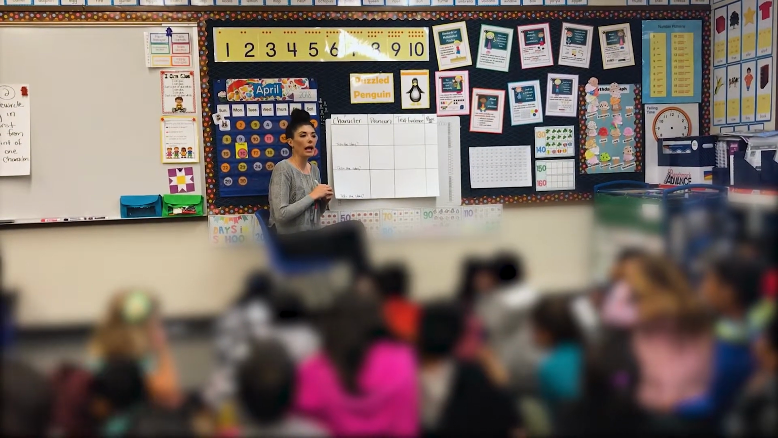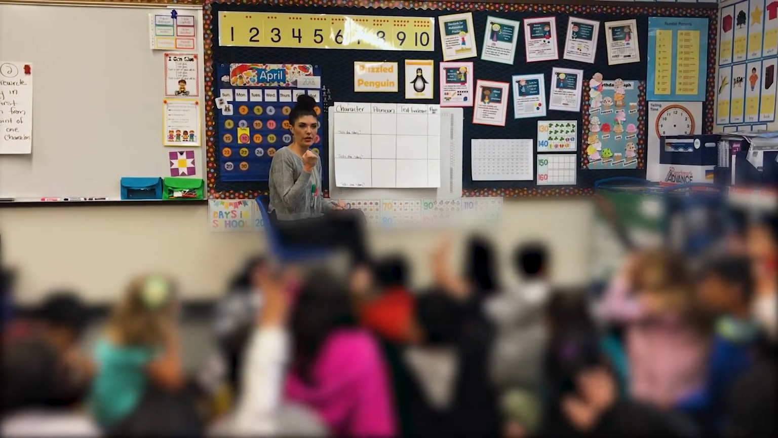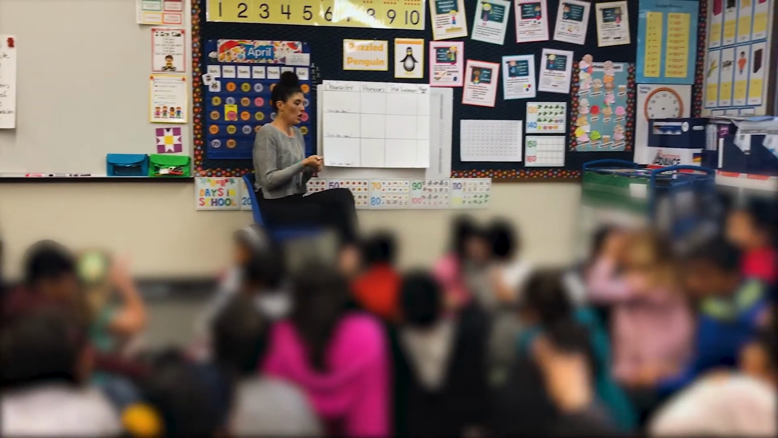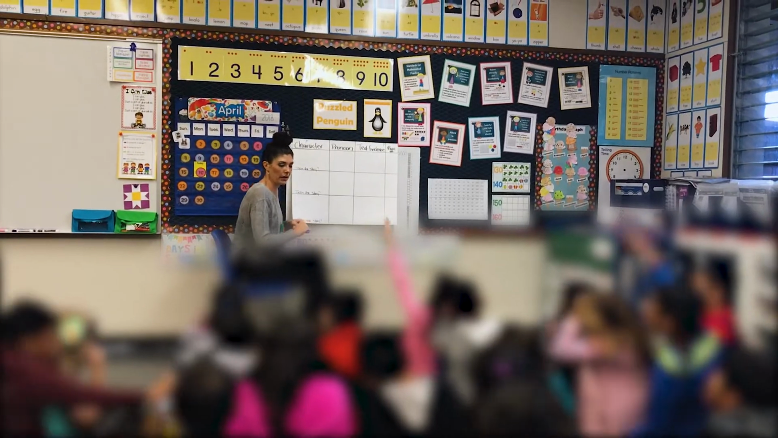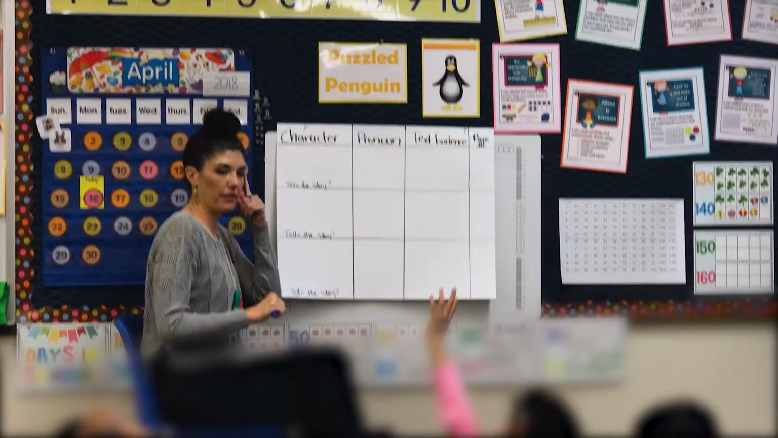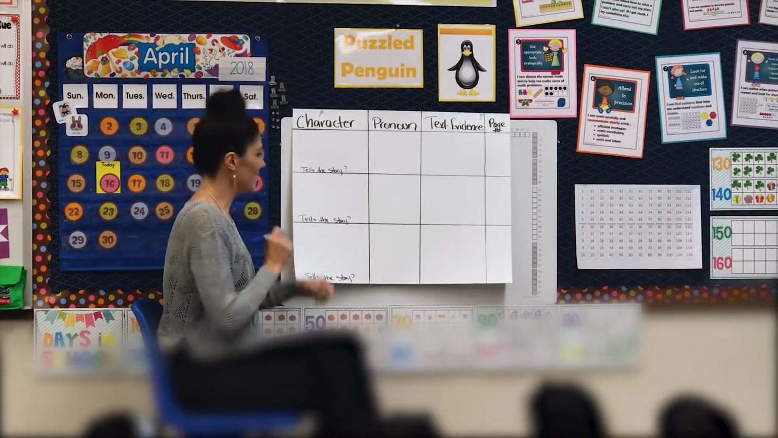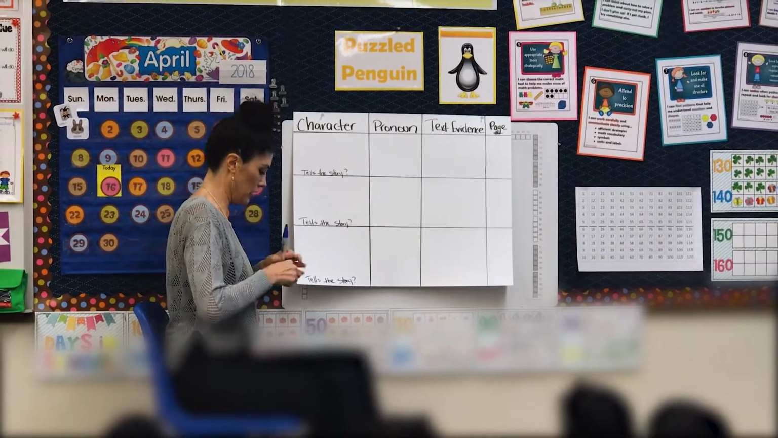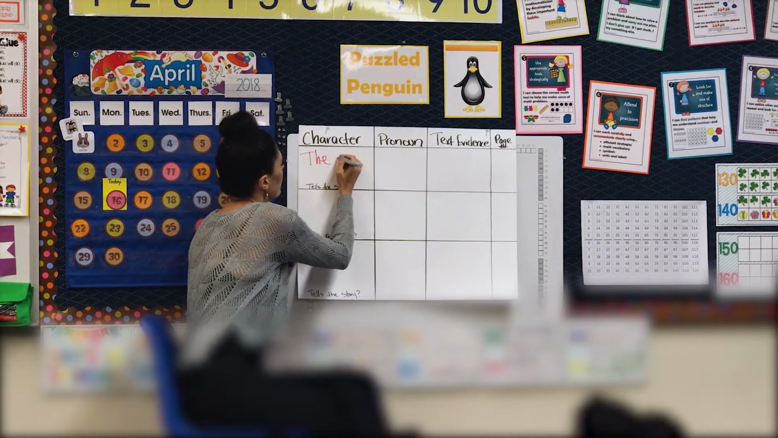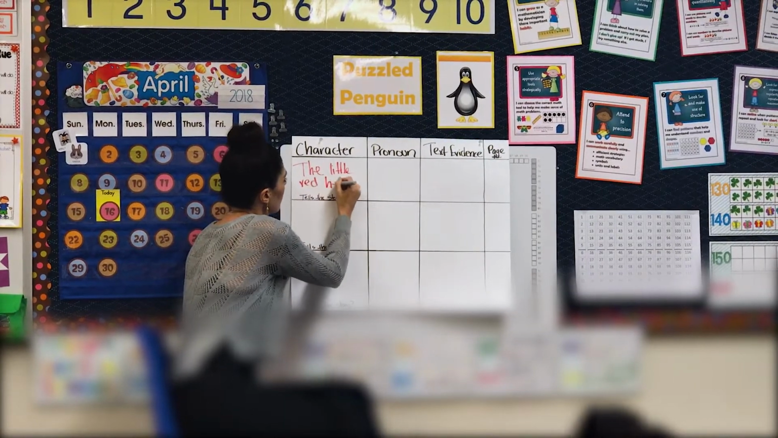So, show me with your fingers how many characters there are. 3. Great. Who's the first of the characters? As soon as you have it in your head, say it out loud. Little Red Hen. And actually, since she's the Little Red Hen, we'll put her in red. All the characters are red.